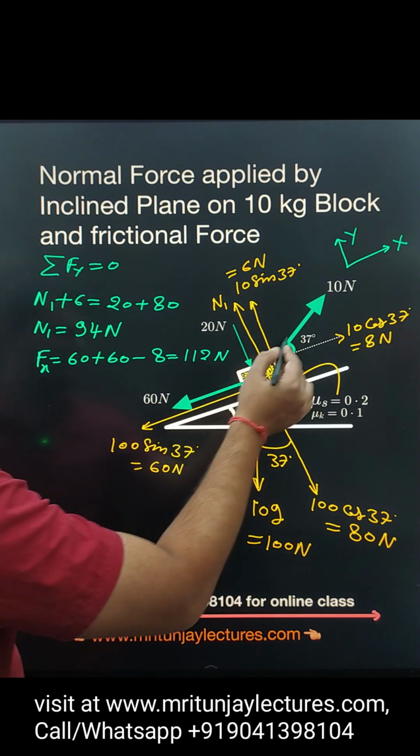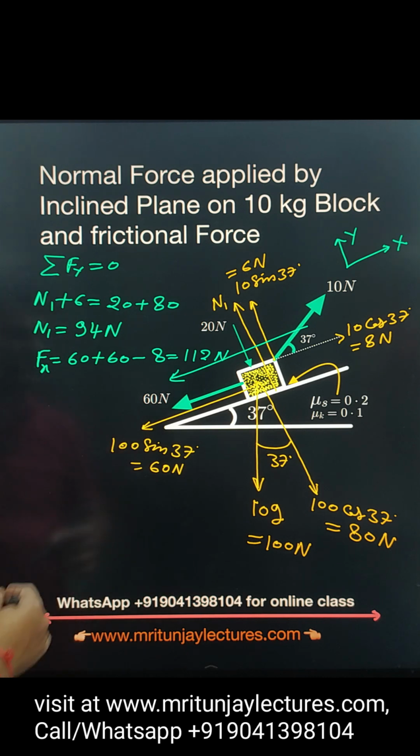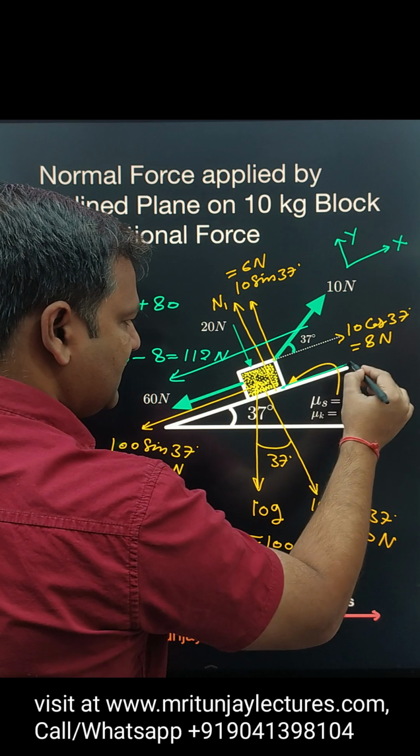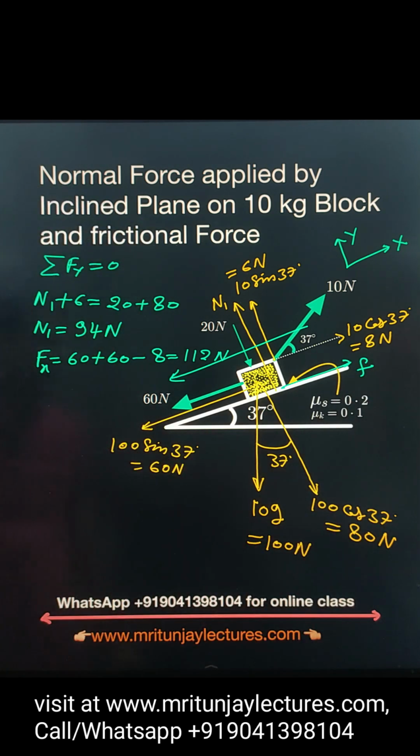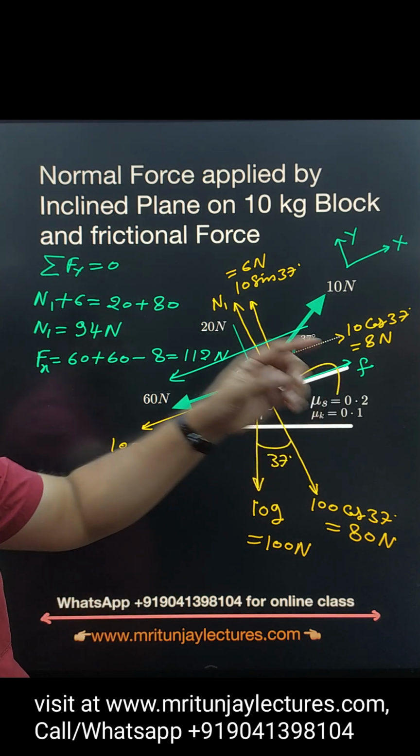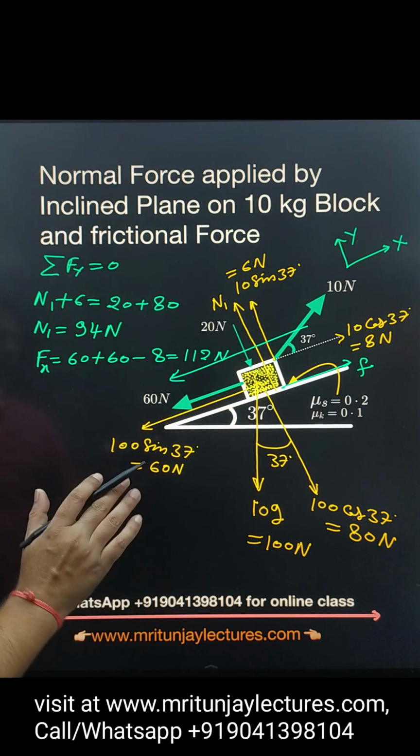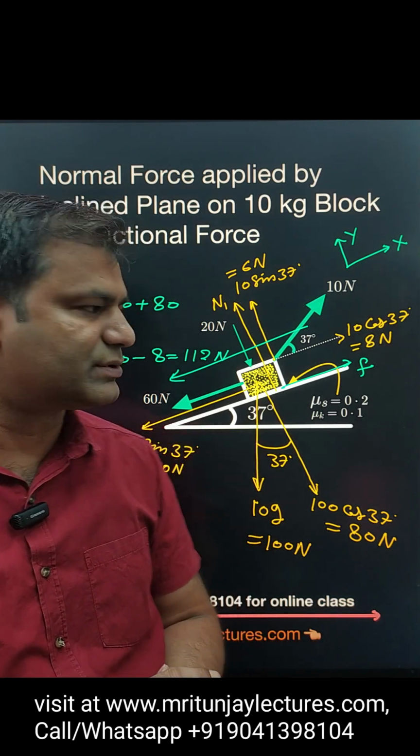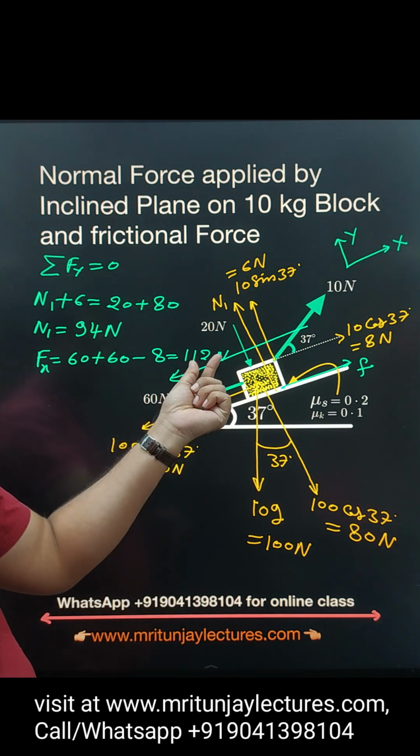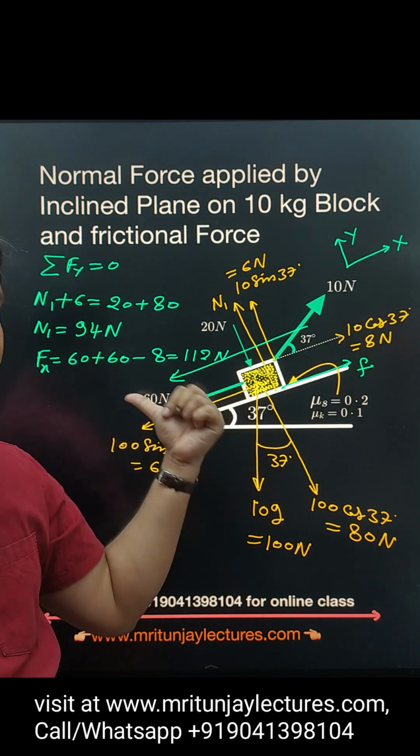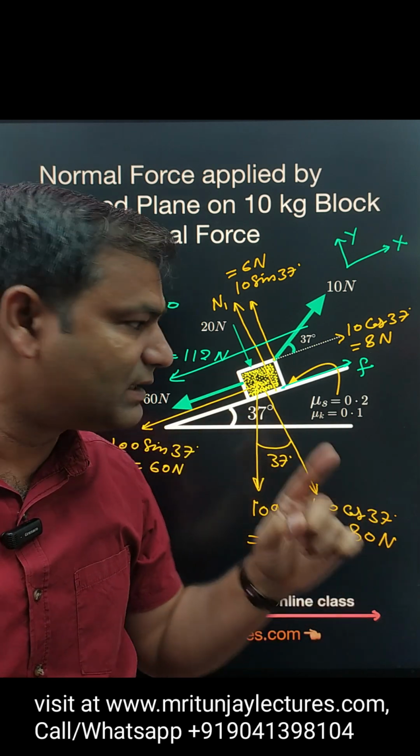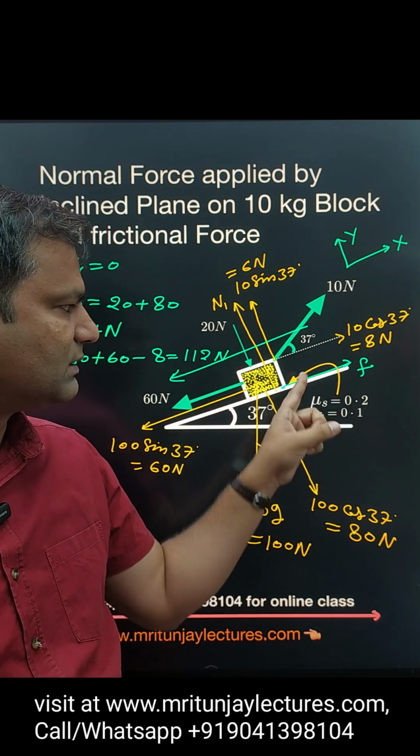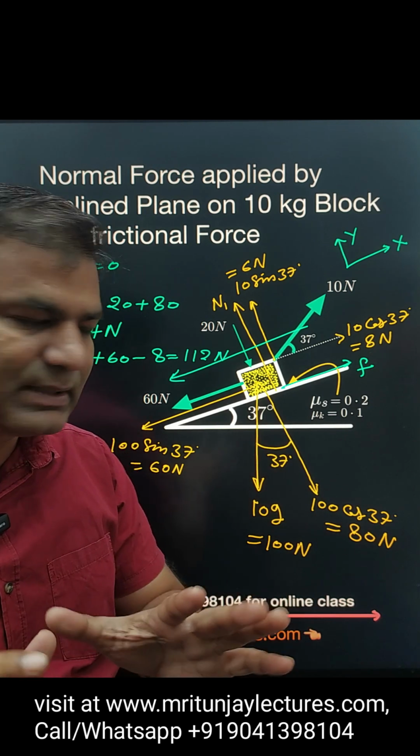So you can say that the applied force acts in this direction, that is 112 Newton. So the frictional force develops in the opposite direction of that one, written F. Frictional force always acts in the opposite direction of the applied force, or you can say the driving force. The net driving force is 112 Newton in this direction, so the frictional force is generated opposite to that force. That's why it is written like that. Okay, I hope it is clear.